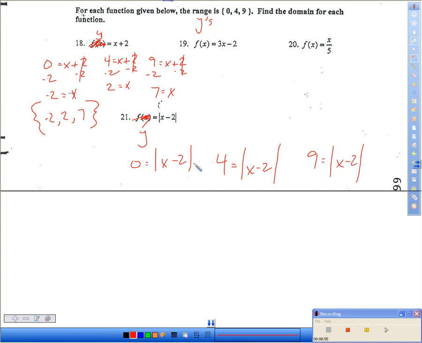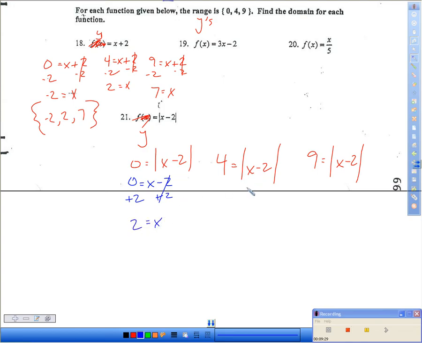So now we need to solve these 3 absolute value equations to find out what the members of our domain are going to be. Well, we know that if 0 equals the absolute value of x minus 2, then we only need to solve one equation. Because if we set up 2 equations with this, we would get x minus 2 equals 0 and x minus 2 equals -0. There's not a -0, so we just need to solve the equation 0 equals x minus 2. I'll add 2 to the right and to the left. The 2's are going to cancel, and we end up with 2 equals x.